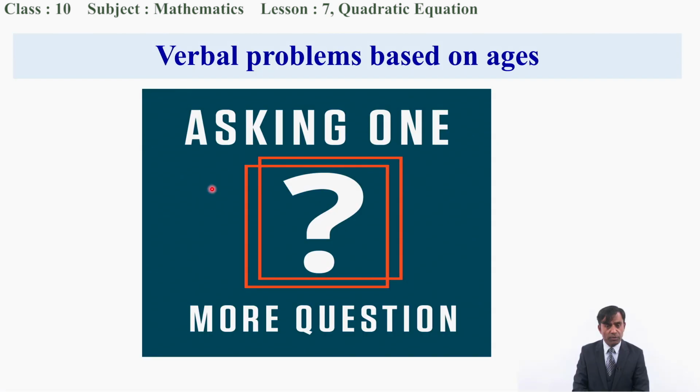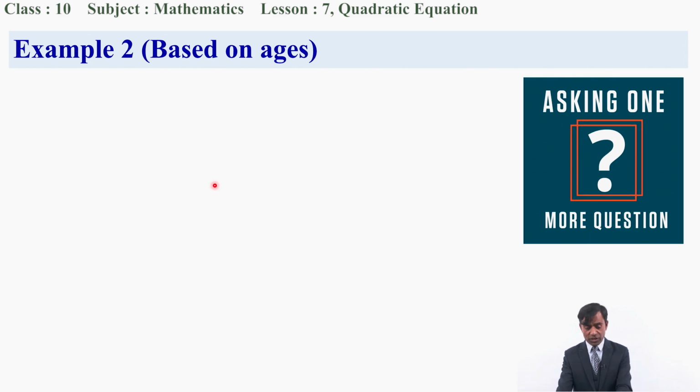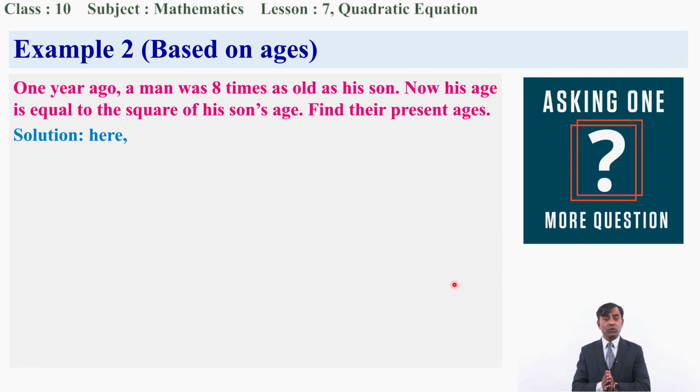Okay, just a verbal problem based on age. Asking one more question. Yes, in your request, it's one more question. Let's see what the question is, consider the second example. 1 year ago, a man was 8 times as old as his son. Now his age is equal to the square of his son's age. Find their present ages. The question is this one. So let's start. What is the condition here? 1 year ago, a man was 8 times as old as his son.